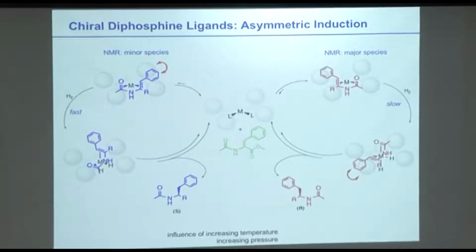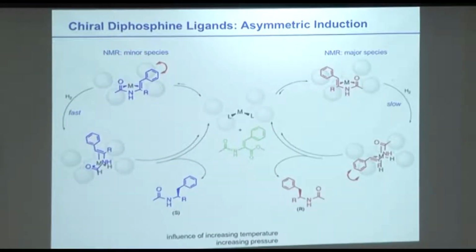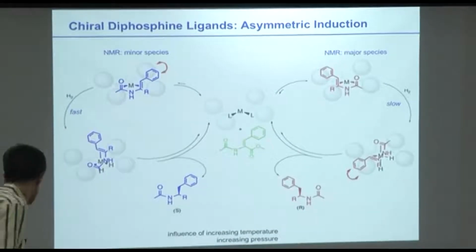So, but that's just one example to make a point about the cycle I showed you and how difficult it is if you see something spectroscopically. This is a classic thing that is off cycle. It's not part of the cycle, but it can go back onto the cycle. So it's reversibly formed, but what you see is not related to the catalytic active species.